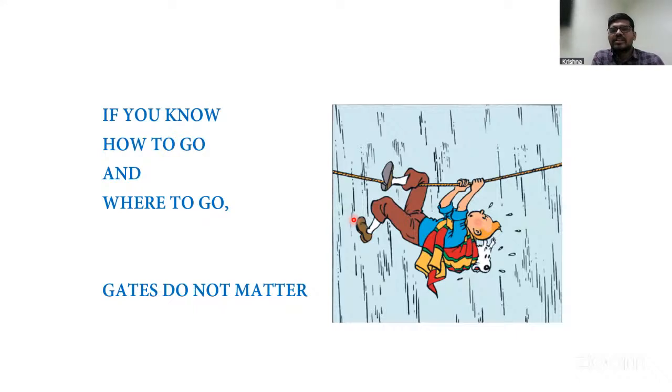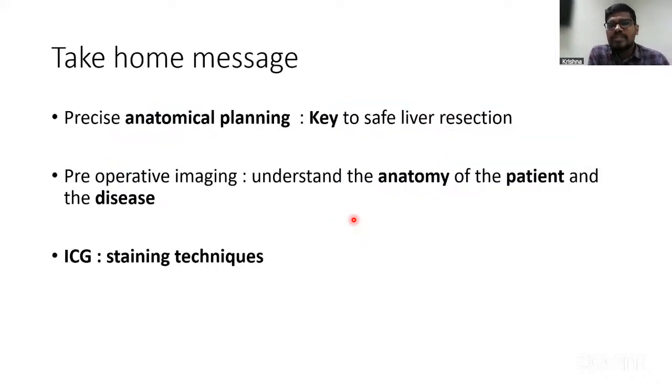So lastly, if you know how to go and where to go, gates really do not matter. The take home message is that precise anatomical planning is the key to safe liver resection. Preoperative imaging helps understand the anatomy of the patient and the anatomy of the disease. ICG staining techniques can also be used to obtain these demarcation lines.